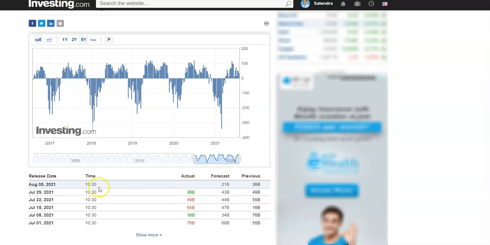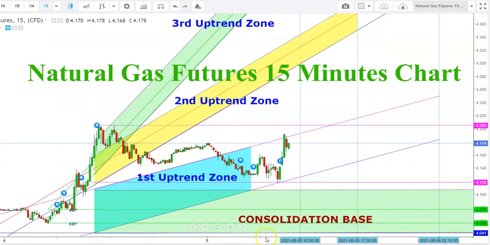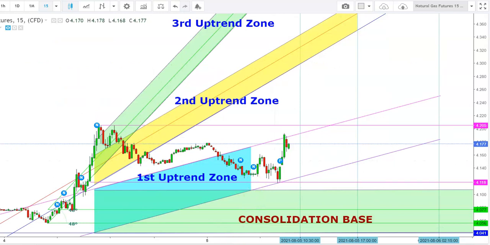So today at 10:30 a.m. we are going to have this announcement. For this, I would like to show you the current moves in a 15-minute time frame. Here in the 15-minute time frame, I have defined some zones where the natural gas futures could test and finally take a decisive move for a weekly closing. So here this will be my consolidation zone.